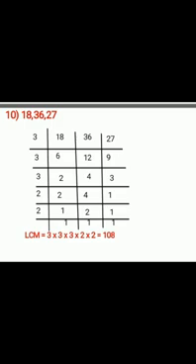The last sum of question number 1 of practice set 13. Find the LCM of 18, 36, 27. Now 18, 36 and 27 is divisible by 3. So you write 3 6s are 18, 3 12s are 36, 3 9s are 27. Now 6, 12 and 9 is also divisible by 3. So you write 3 2s are 6, 3 4s are 12, 3 3s are 9. Now 2 and 4 is not divisible by 3. So only 3 is divisible by 3.